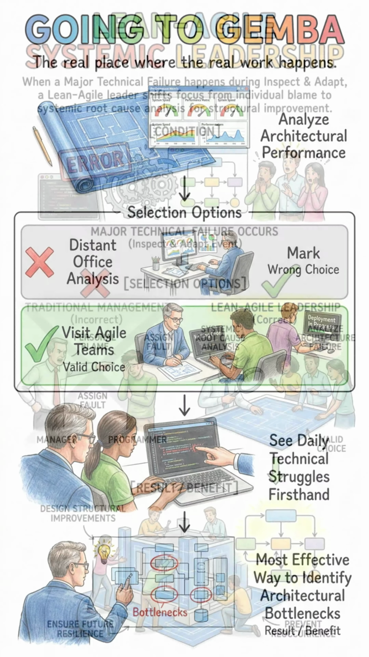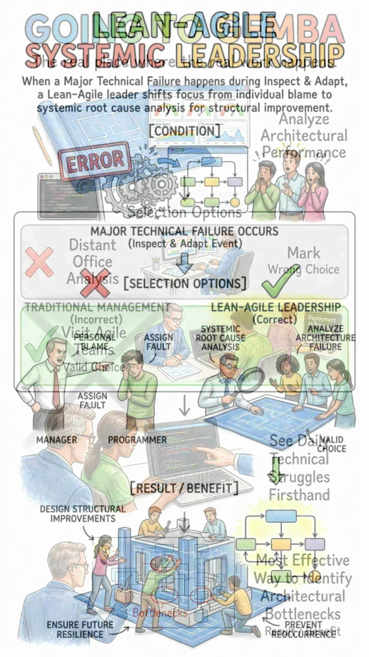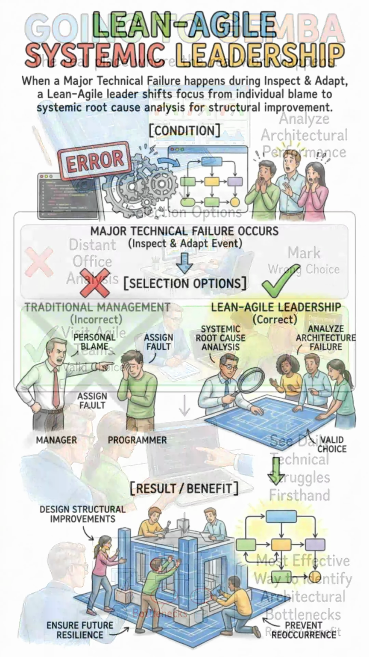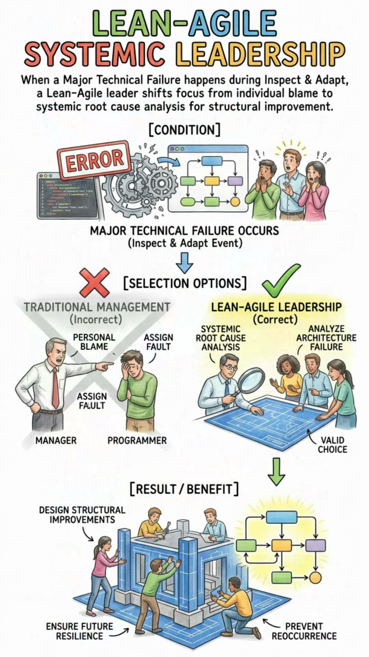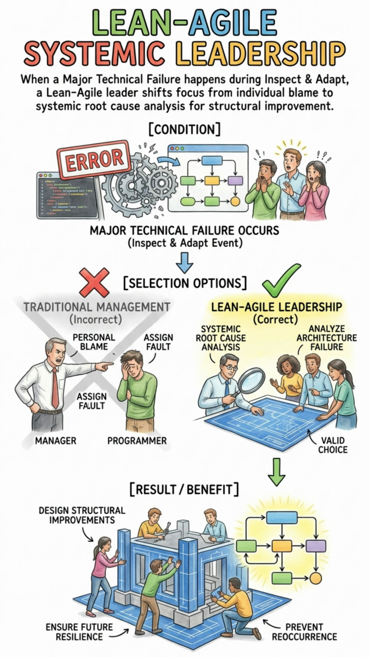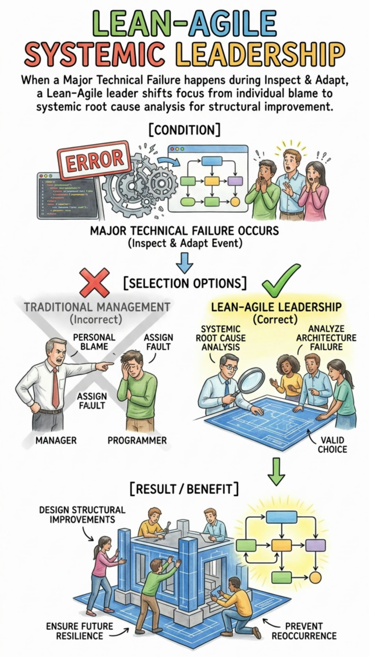During the Inspect and Adapt event at the end of every program increment, your leadership is absolutely essential. When a major technical failure occurs, it is very easy for traditional managers to start blaming individual developers. As a lean Agile leader, you must steer the root cause analysis away from personal blame and focus entirely on the systemic issues. You must ask how the architecture failed to prevent the error, and then guide the teams to design structural improvements to ensure it never happens again.